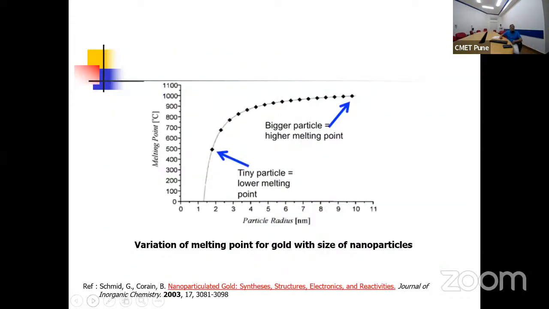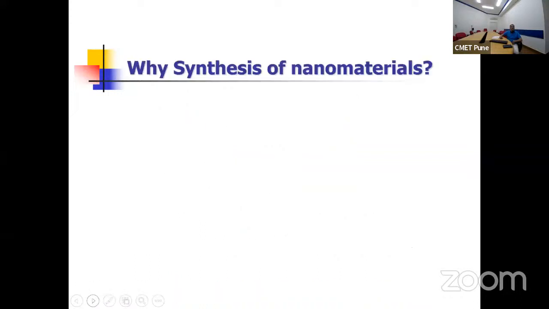So if you see here, variation of melting point for gold with size of nanoparticles. Bulk gold has a melting point around 1065 degrees centigrade. If you see in the graph, if you go from 10 nanometer to 1 nanometer, the gold melting point is going to reduce from 1000 to 500 degrees centigrade. So that's the thing when you are going from bulk to nano size.